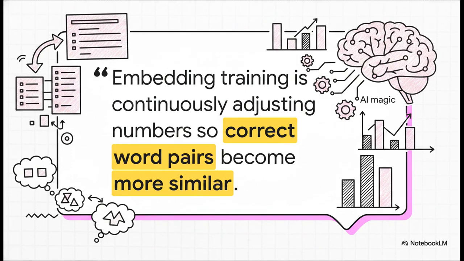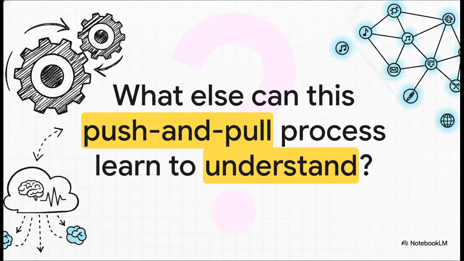All of this incredible complexity, all of this what feels like AI magic, at its core, it's really just the simple act of adjusting numbers over and over and over until the number lists for words that mean similar things start to look similar too. It's kind of wild when you think about it. This incredibly simple mechanism, just pushing and pulling numbers, is powerful enough to teach a machine the meaning of human language. It really makes you wonder, if it can learn this, what else can this fundamental process be taught to understand?